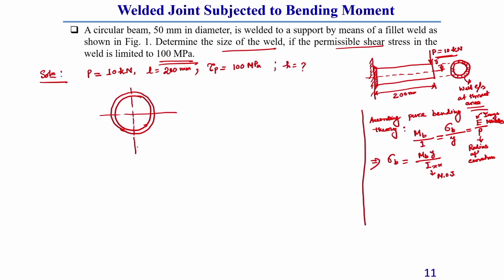So, what we need to do here, first of all, is shift this load P from this point to the center of this weld. That means, we need to shift this load P from here to the center of this weld, the CG of this weld.